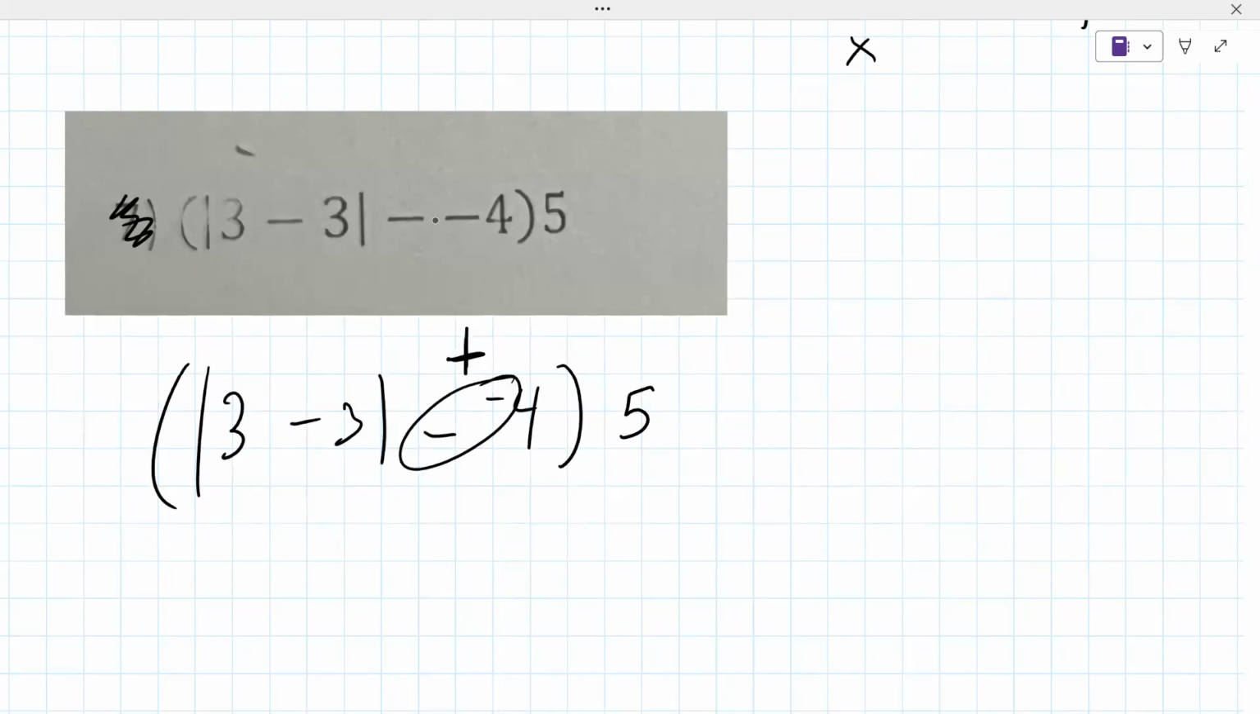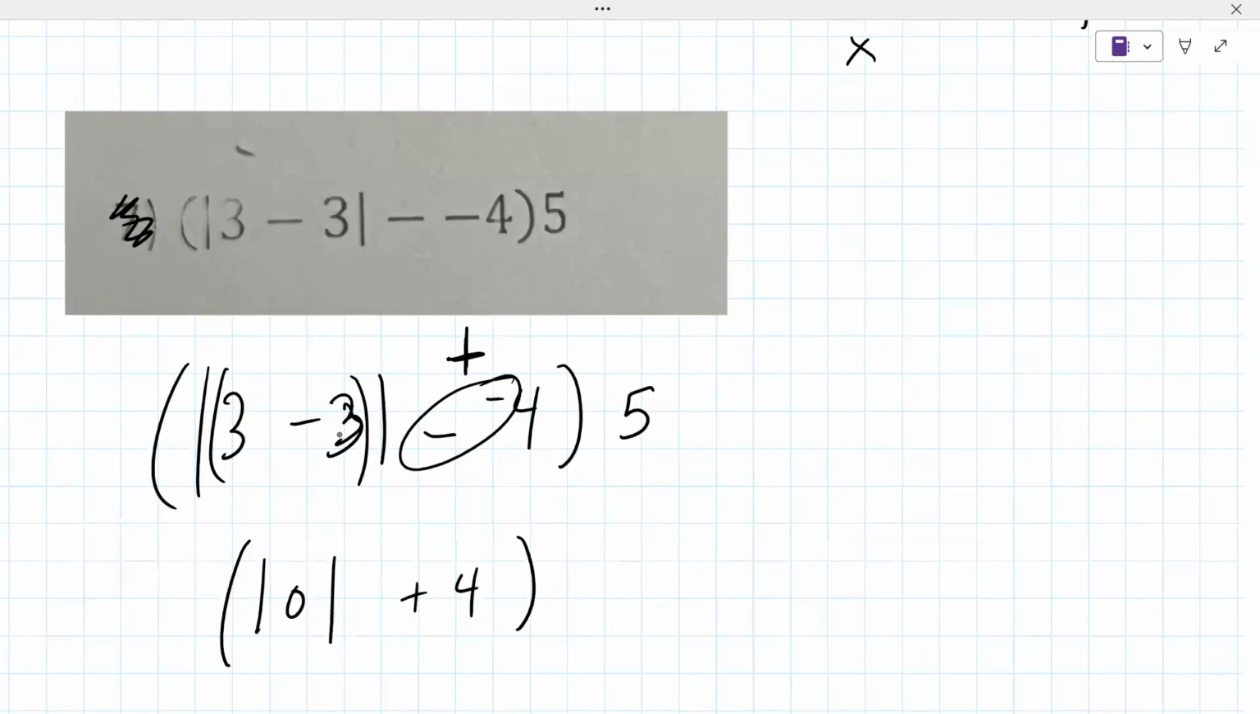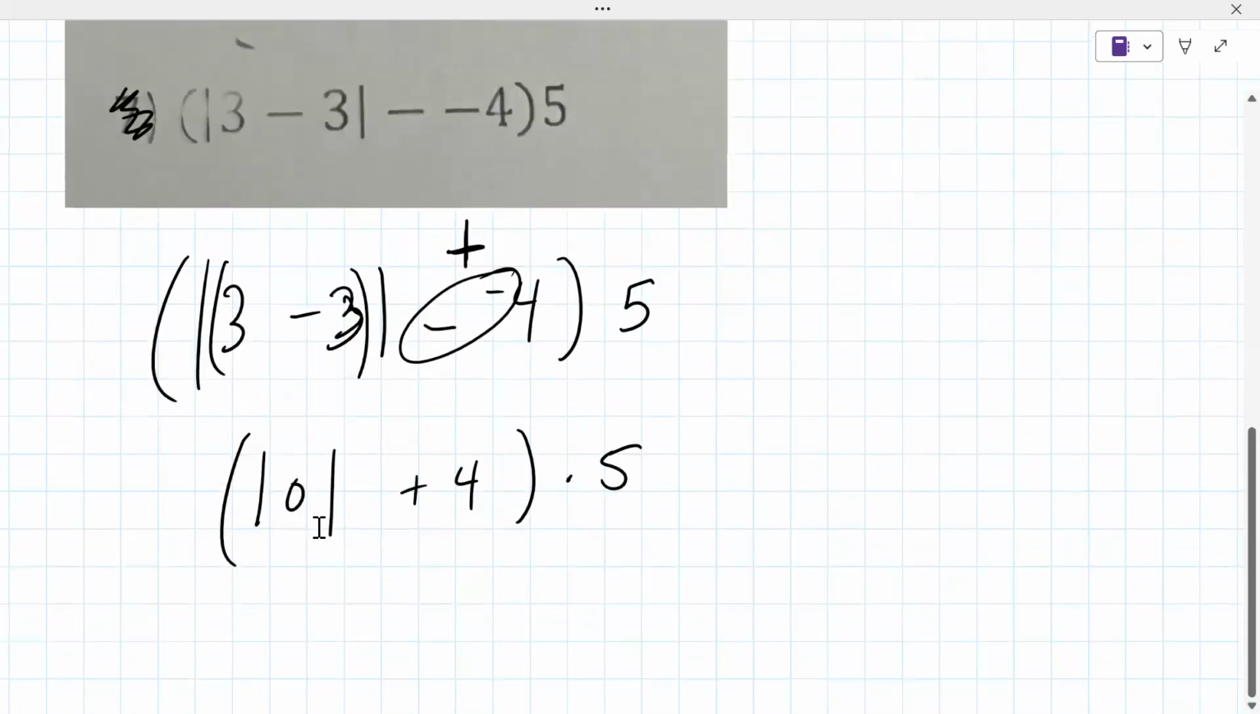So this is the absolute value of 3 minus 3. There's really nested parentheses inside there, so you know to do that first, which is 0. So it's the absolute value of 0 plus 4 times 5. You can see that this part inside here becomes just 4. The absolute value of 0 is 0, plus 4 is 4, times 5 is 20.